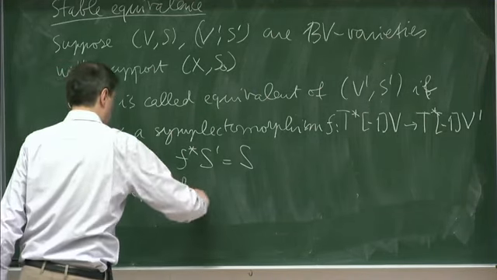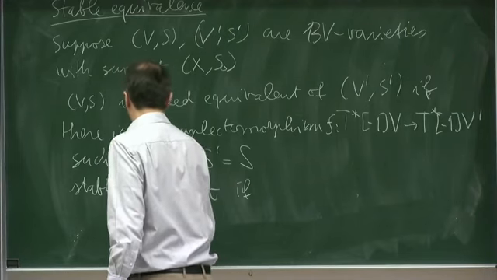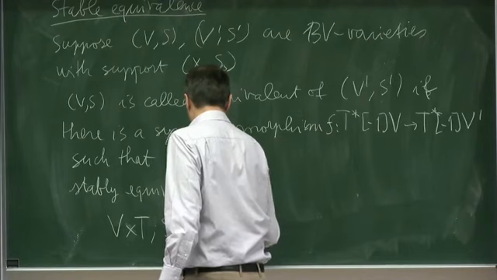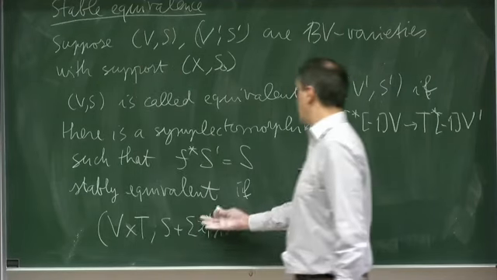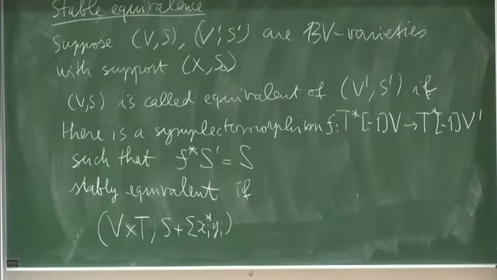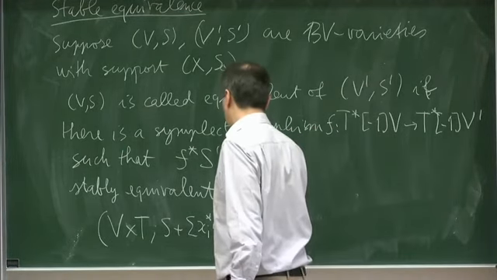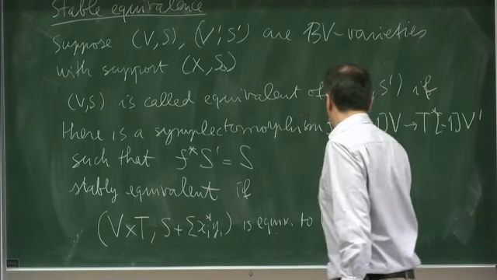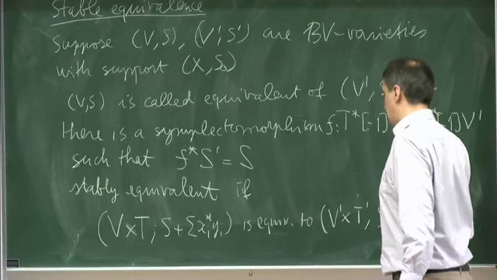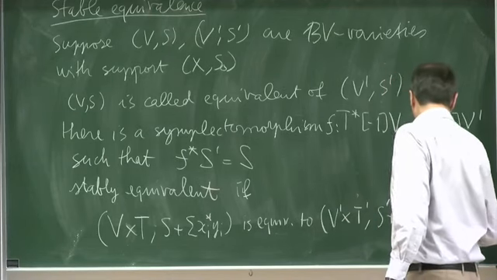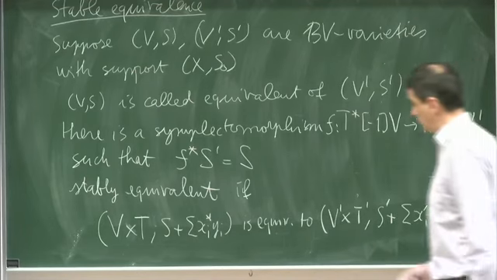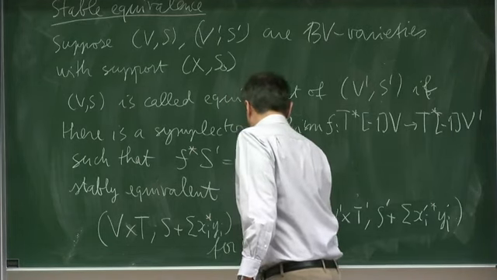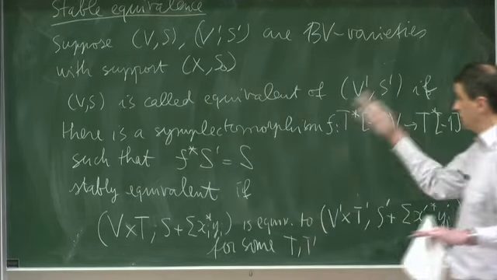And it's called stably equivalent if they become equivalent after tensoring with these trivial solutions. If V times T with S plus some xi star yi, so here you can have an infinite sum, but finitely many terms in each degree, is equivalent to V prime cross T prime, S prime, for some trivial solutions T, T prime. So T is an affine space.